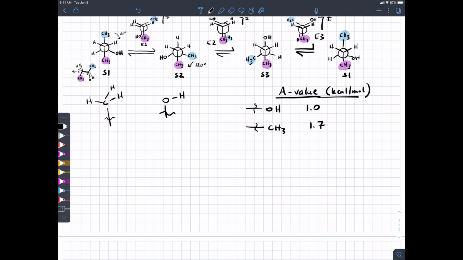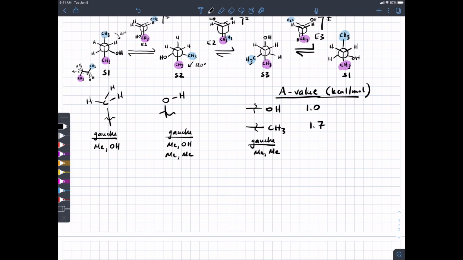In S1, we have a methyl group that's gauche to an OH group. In staggered conformation 2, we have a methyl group in the front that is gauche to an OH group and to another methyl group in the back. Do you see we're gauche to both of those here? And then staggered 3, the methyl group in the front is gauche only to another methyl group.